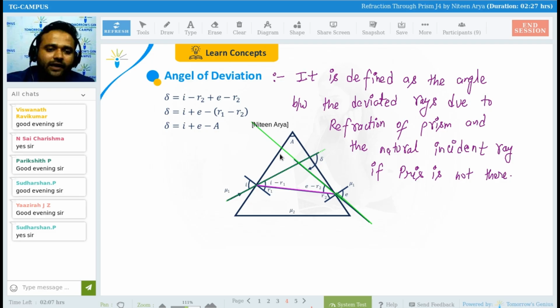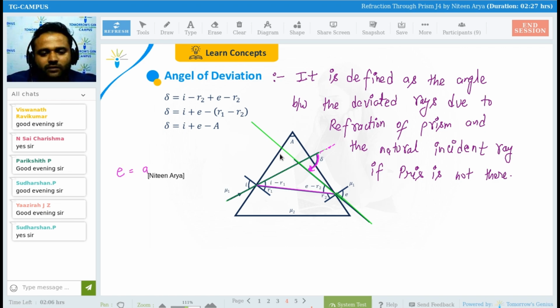So this particular angle, as we know, this is the incident ray if the prism is not present, and that is the total deviation. So you can say that in two ways. Angle of deviation is the angle between the incident ray and the emergent ray. Also, it is defined as the angle between the emergent ray and the straight line incident ray if the prism was absent. Clear?